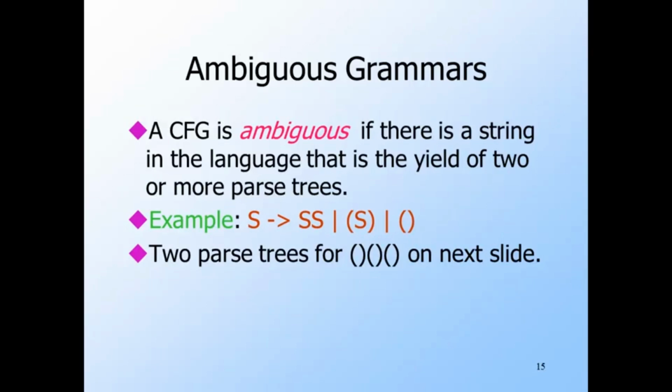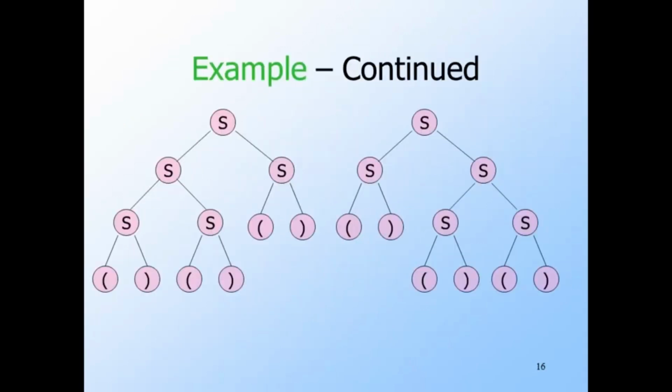I'll show you two parse trees for this balanced string, that is left, right, left, right, left, right, on the next slide. Notice that each of these trees has the same yield, that is 3 pairs of left and right parentheses.